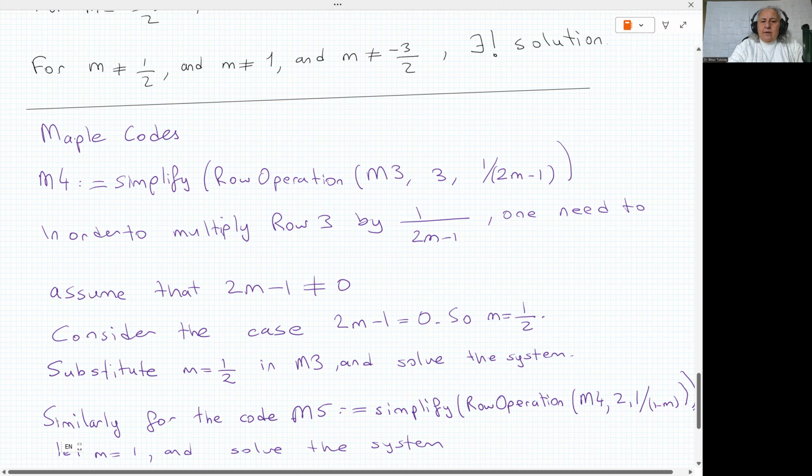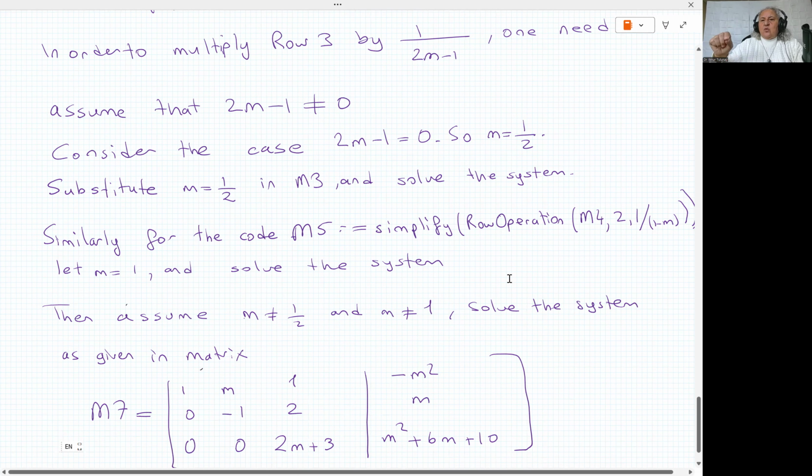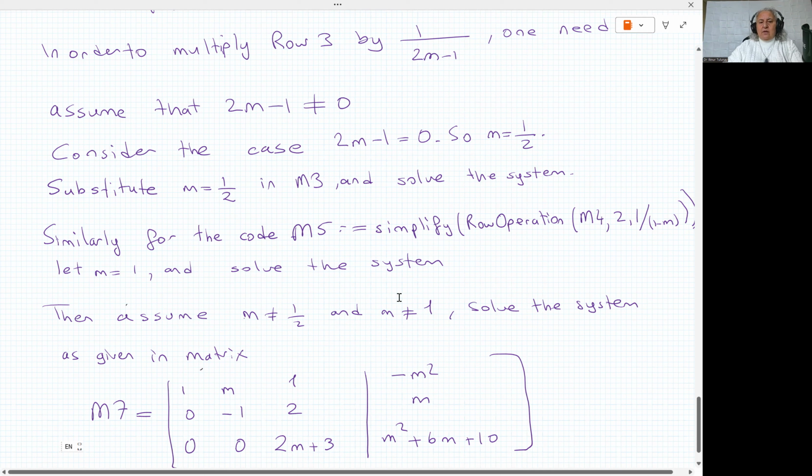And similarly, you will look at the row M5 and you will see that row 2 is divided by 1 minus m. That means that you need to assume 1 minus m is not equal to 0. And you need to check what happens if m is equal to 1, what the solution of the system is. So put m equal to 1 in the matrix that is given to you, because the row operations results are given to you. That will be much easier than the calculations that I've done one by one.